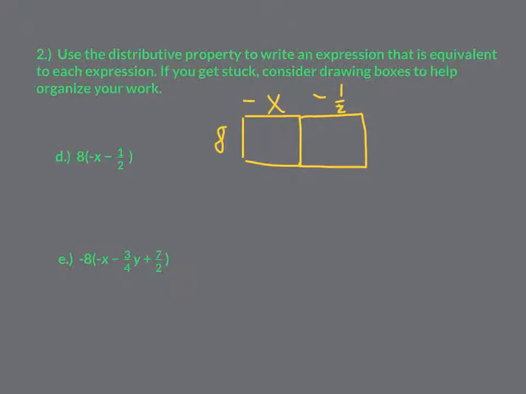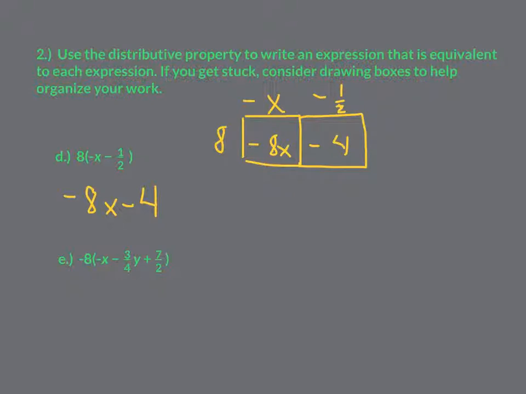Okay, 8 times negative x, well that of course is going to be negative 8x. And then 8 times negative 1/2, well it's basically asking us what's 1/2 of 8, and that of course is 4. So my answer here is negative 8x minus 4.